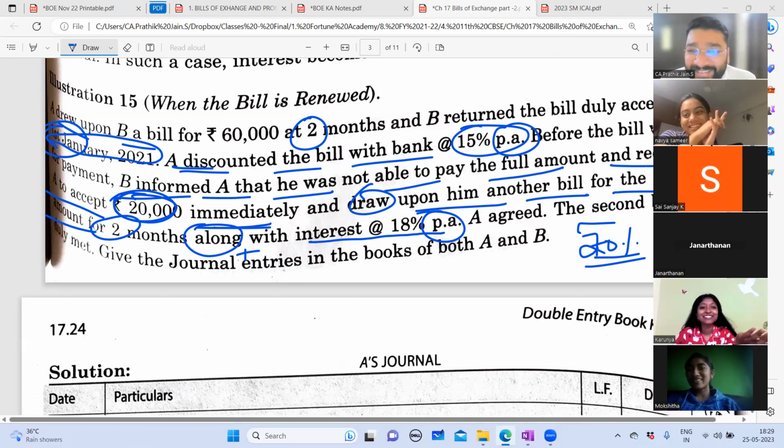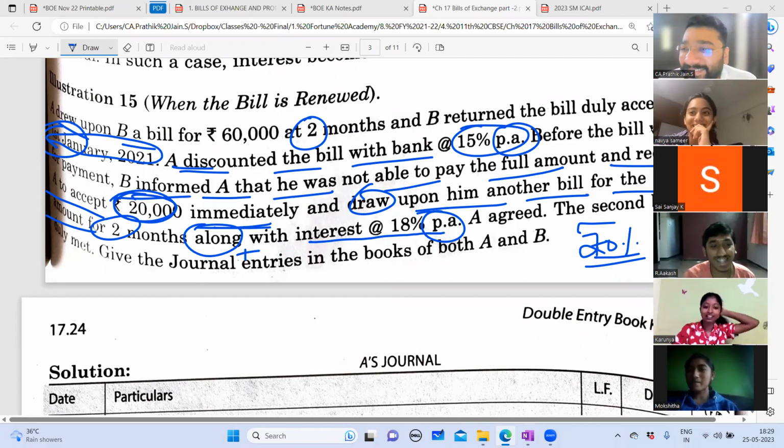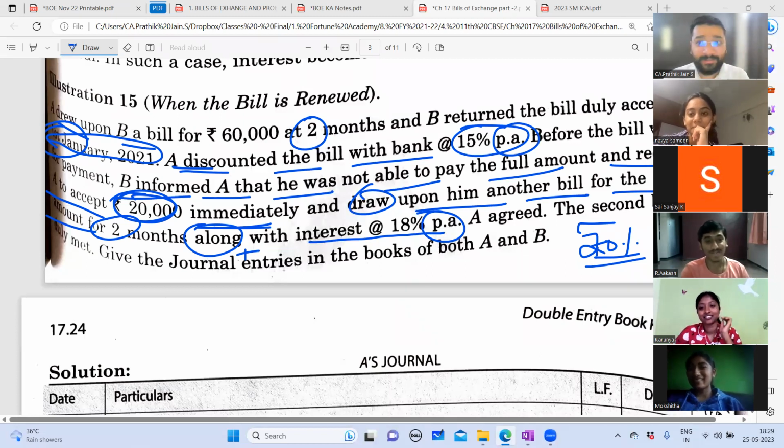Sir, I understood very well. 70%, sir. Mokshita says 70%. See, Navya, 70% people have understood. Akash says 100%. Sir, same, me also 100%, sir. Okay, very good. If we understood 100%, I'll be very glad.